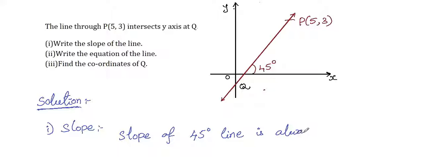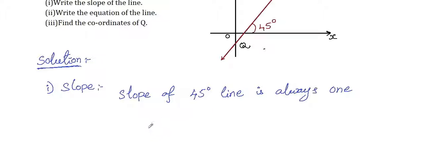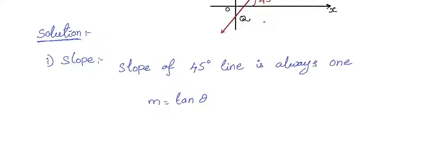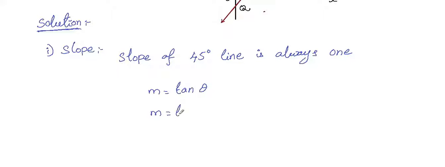Slope of a 45 degree line is always 1 because slope equals tan theta. Here the angle is 45 degrees, so slope is tan 45, which is 1. So the slope of the given line is 1.